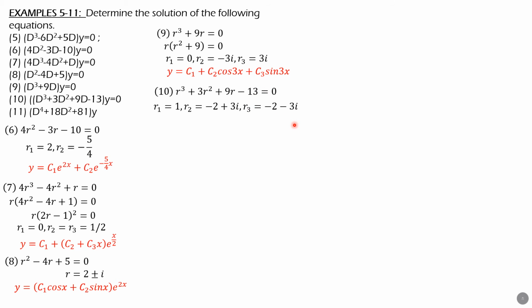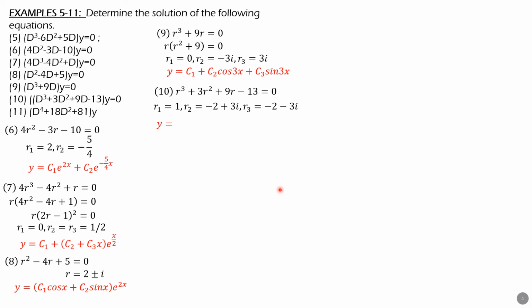So y equals c sub 1 e to the x, plus quantity c sub 2 times cosine of 3x plus c sub 3 sine of 3x, close, times e to the negative 2x.